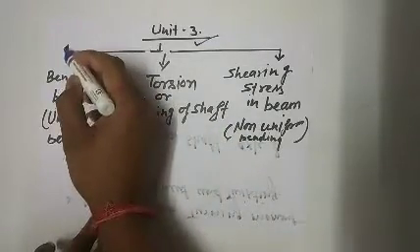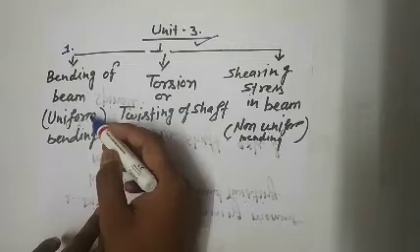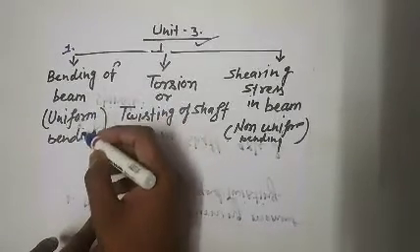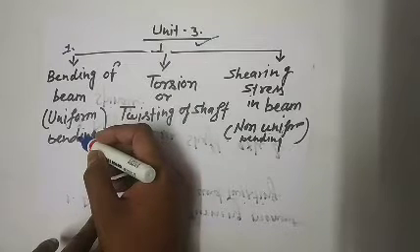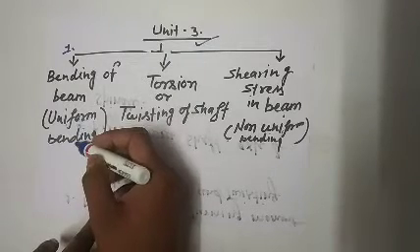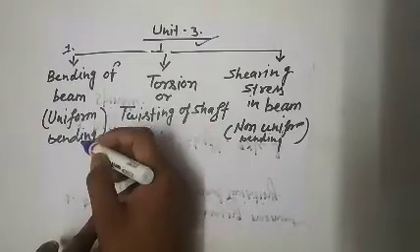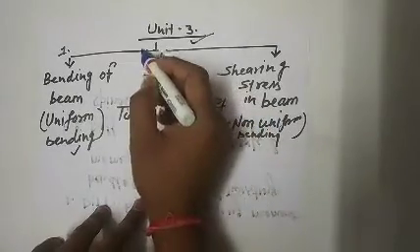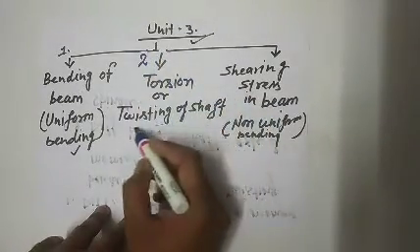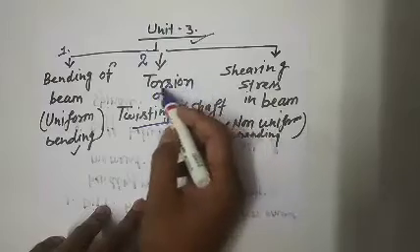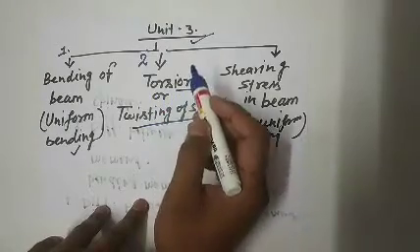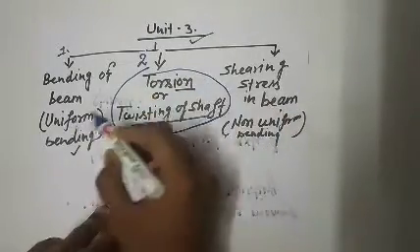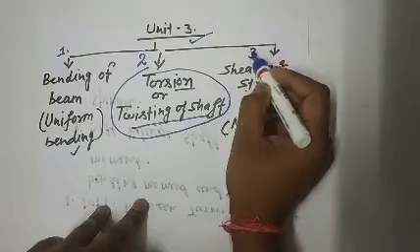The first chapter is all about bending of beam, which we have already covered. Here we derived the bending equation and an expression for bending stress, bending moment and geometrical features of the beam, for uniform bending. The second chapter deals with the twisting of shaft, which in a particular case is also known as torsion. Now we will focus on this chapter, and after that we will come to the third one.